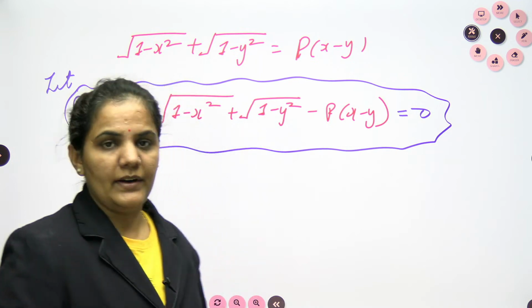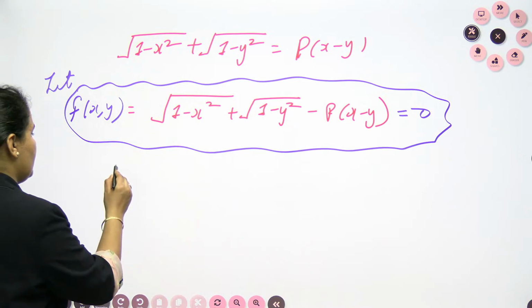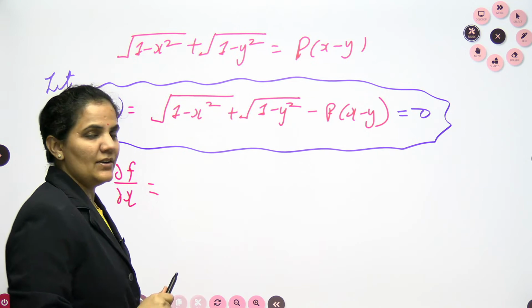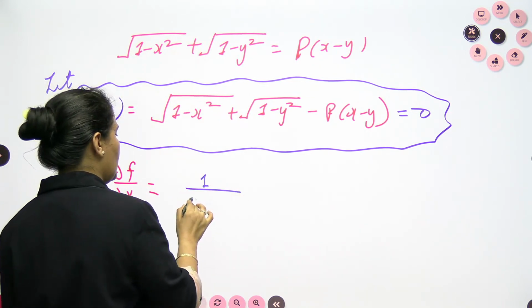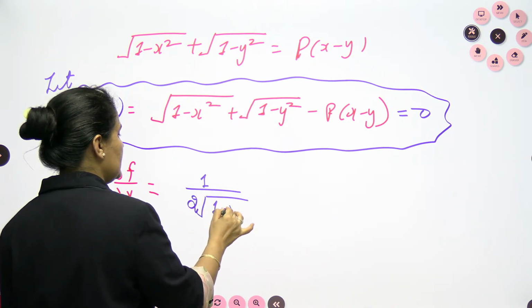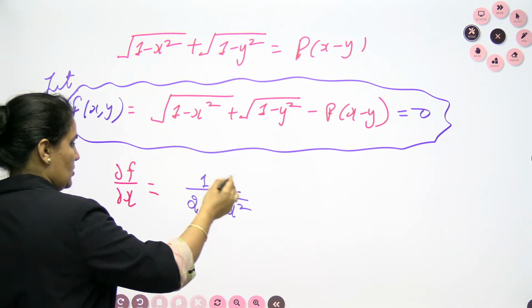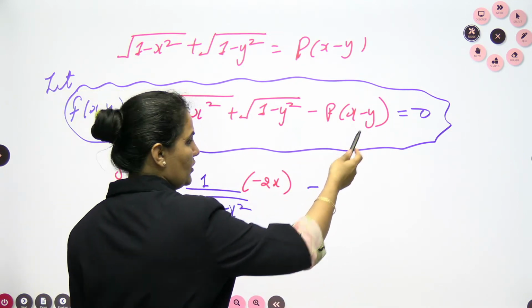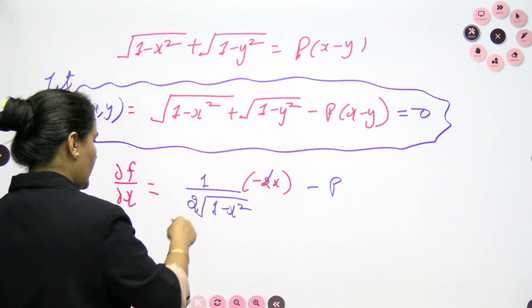First of all, I will find out the value of del f by del x. Del f by del x means I need to partially differentiate this given equation with respect to x. So differentiation of this one will be 1 upon 2 root of 1 minus x square. When I go for the differentiation of this one, it will be minus 2x, and for this one it will be minus p. For x it is 1, for y it is 0, and here also for y it is 0. So 2 and 2 will be gone.